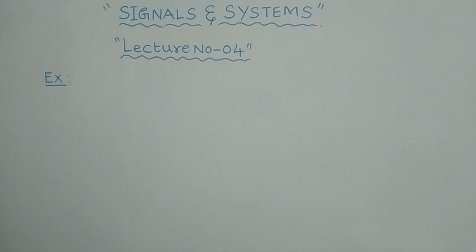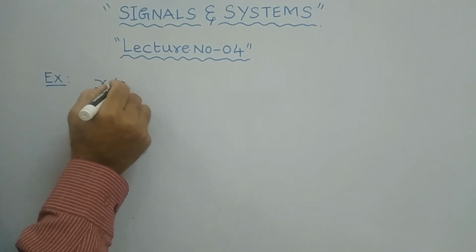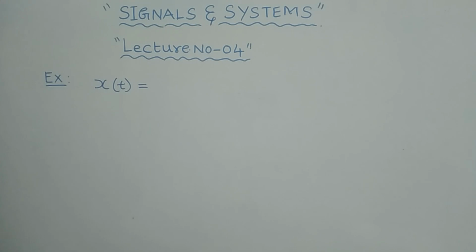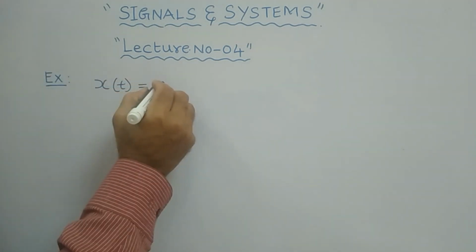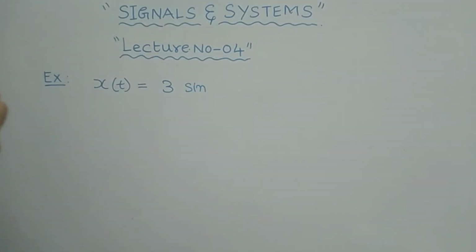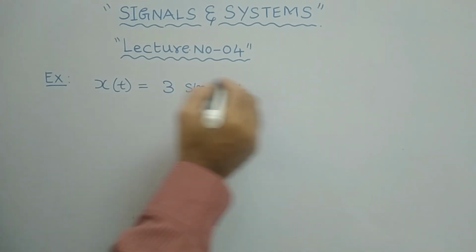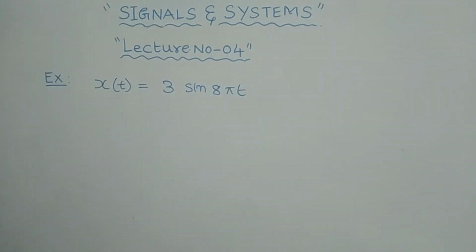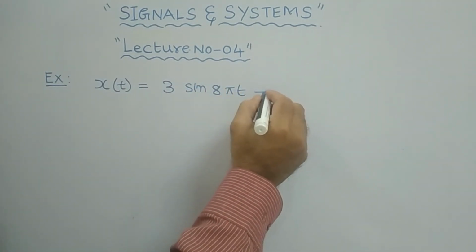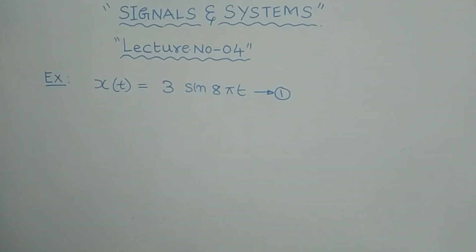x of t is equal to, another example, x of t is equal to 3 sin 8 pi t. 3 sin 8 pi t. Let us call this equation number 1. Find out the fundamental time period T for this given signal x of t.